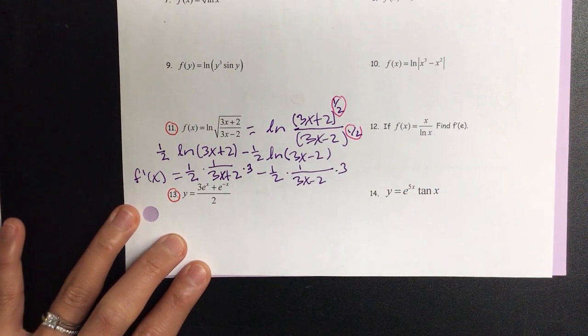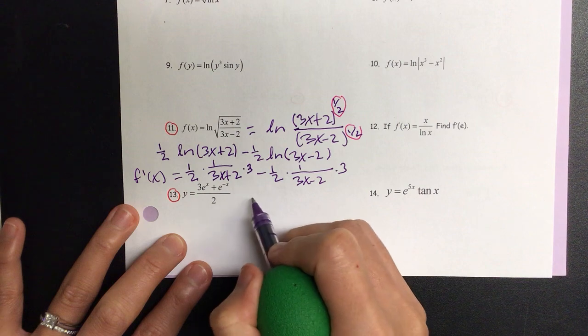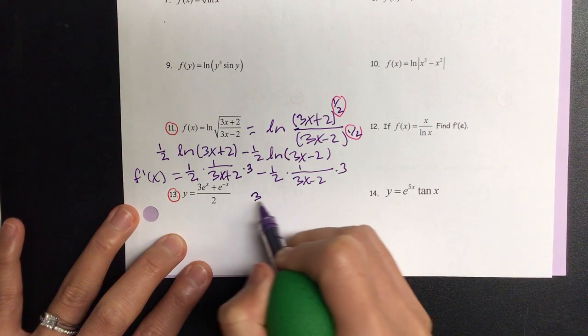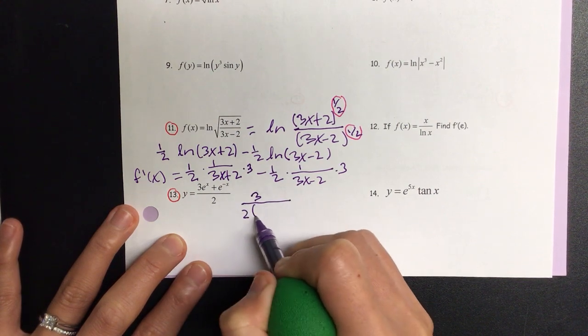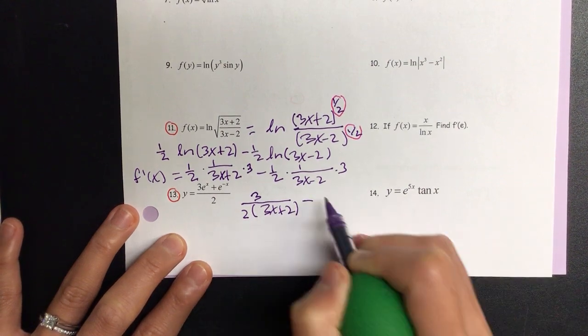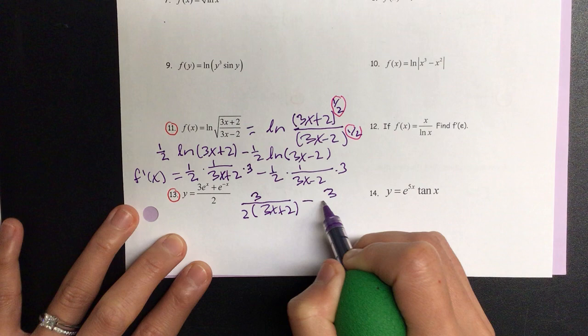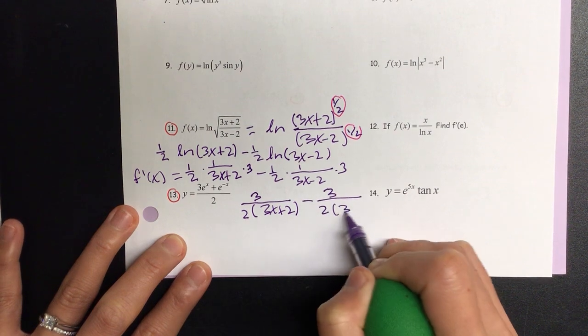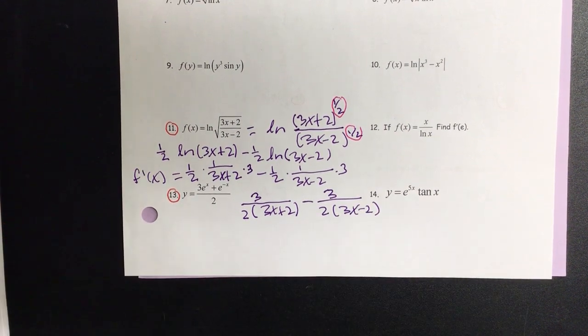And if I do want to further simplify, the best answer will be the following. It'll be 3 all over 2 times the quantity of 3x plus 2, and then minus 3 all over 2 times 3x minus 2. We can simplify with this. You'll see the format of it. The format will be given on each one of them.